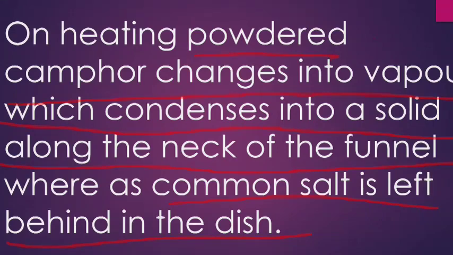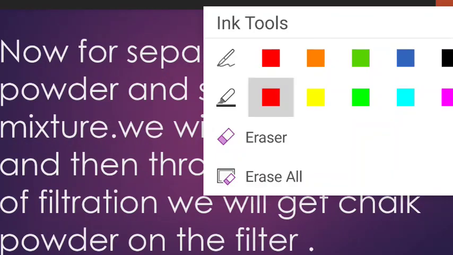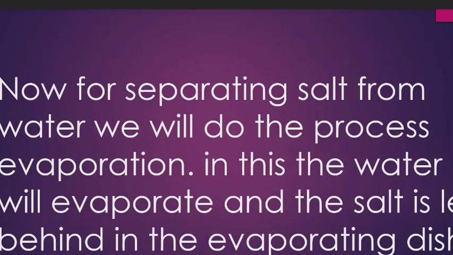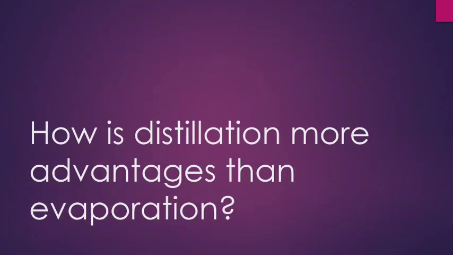Now next, for separating chalk powder and salt, what will we do? We will prepare a mixture and add water to it, and then through the process of filtration we will get the chalk powder on the filter. Now for separating salt from water, we will do the process of evaporation. In this, the water will evaporate and the salt is left behind in the evaporating dish. So like this we can separate.